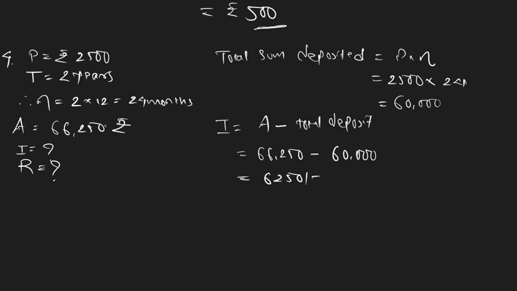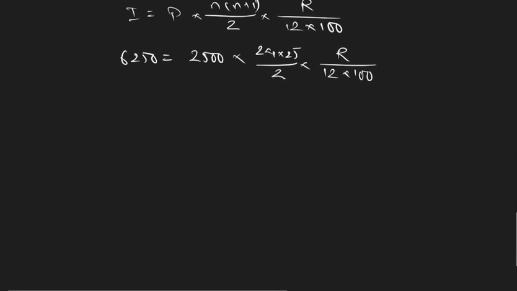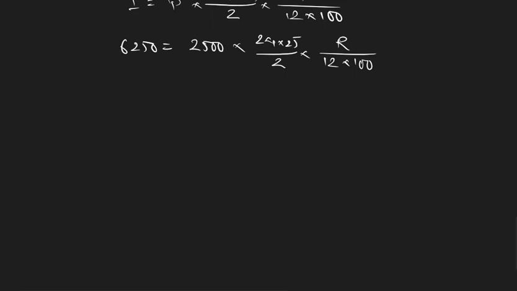Now we have to find the rate. So interest is P into N bracket N plus 1 the whole upon 2 into R upon 12 into 100. Remember the formula. I is 6250. P is 2500. What we need to find is R, right? N is 24, so 24 into 25 the whole upon 2 into R upon 12 into 100. Just shift everything to the left hand side and find the rate. It's so easy. Now, before that we'll just cut everything.